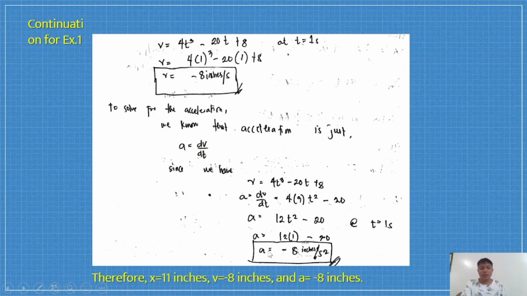So, therefore, the position is equal to 11 inches. The velocity will be negative 8 inches per second. And the acceleration will be negative 8 inches per second squared. Here, it was just missing the square.